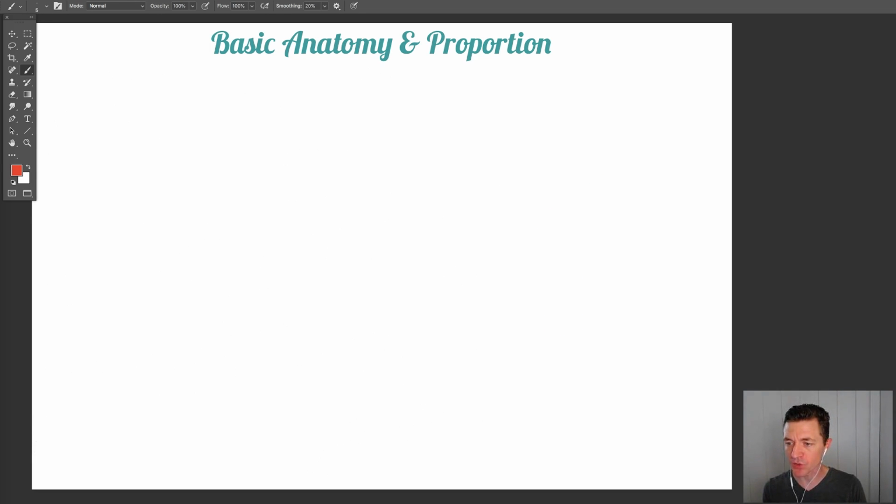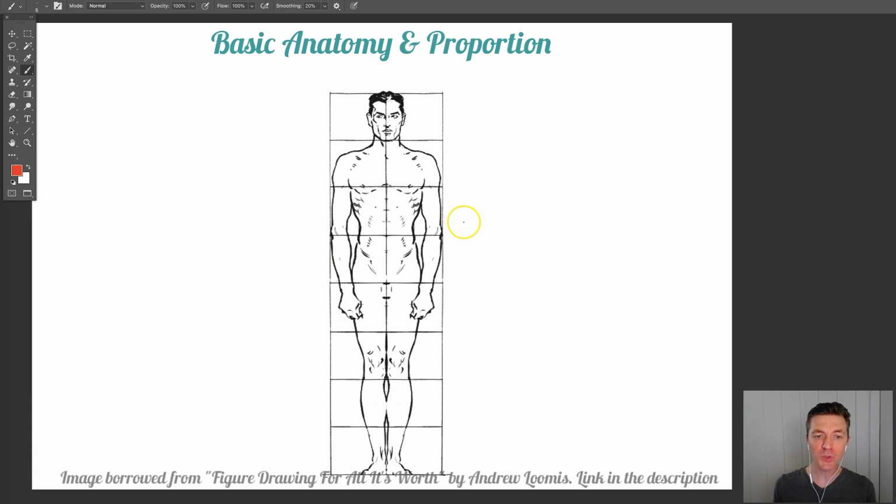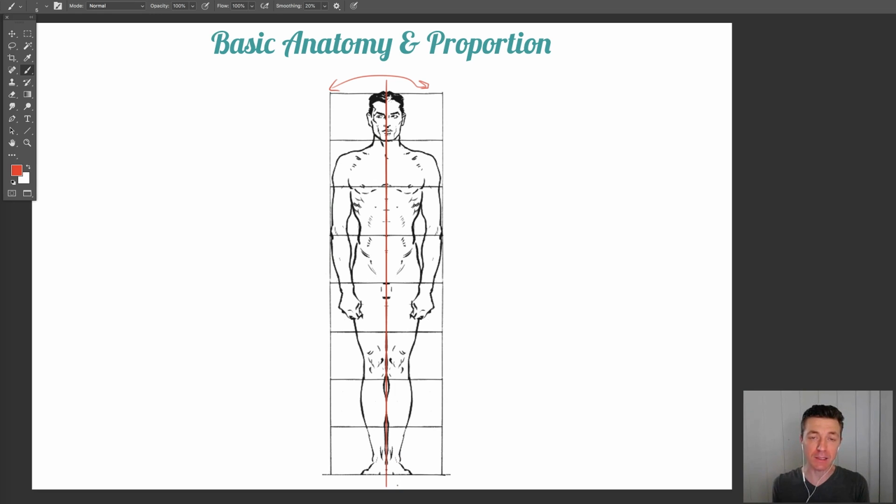Next, let's talk about symmetry. Of course, the body is symmetrical from side to side, where the left side mirrors the right side, right down the middle. However, this does not remain true for the musculature on each limb, and it's important to understand that.